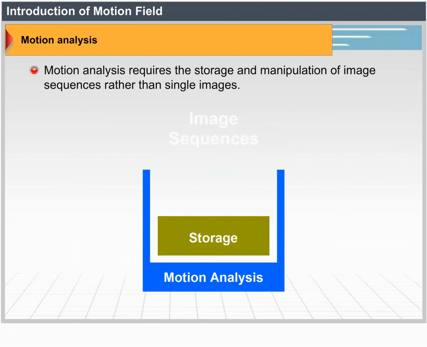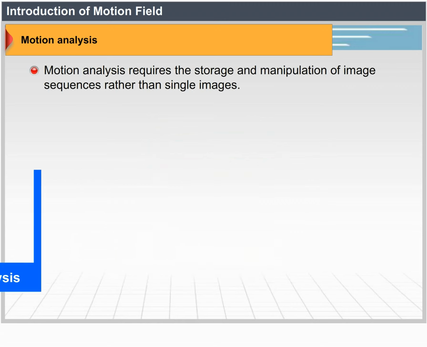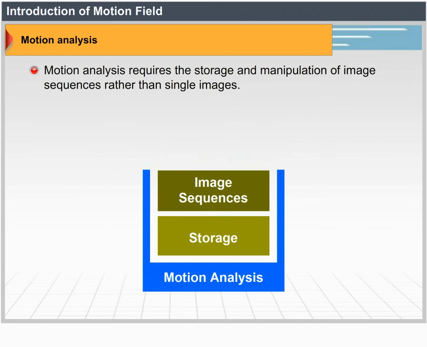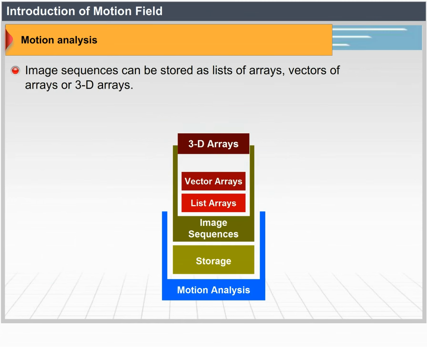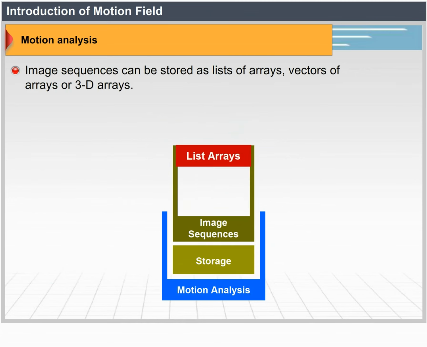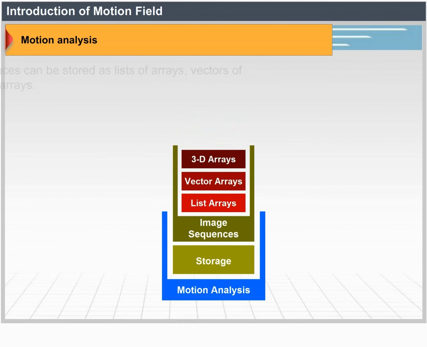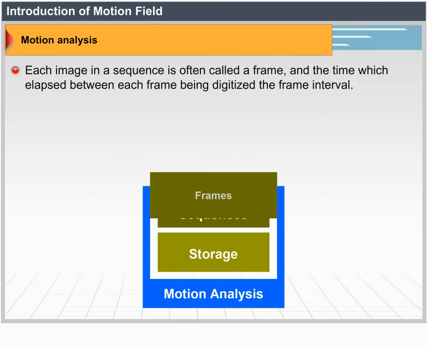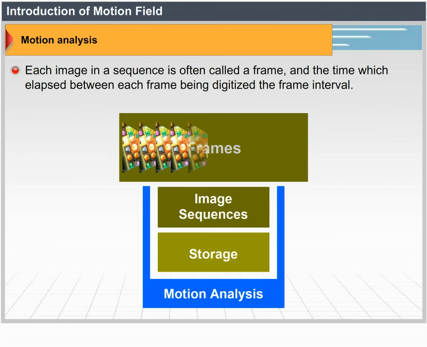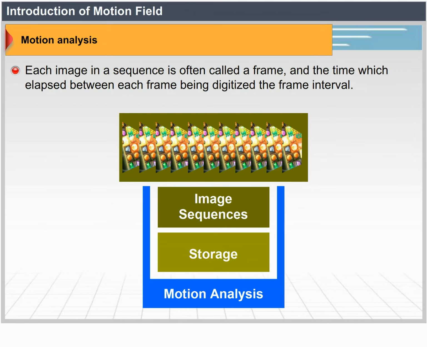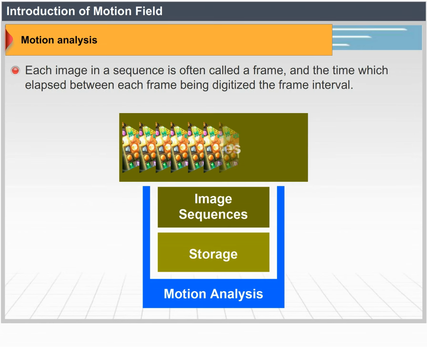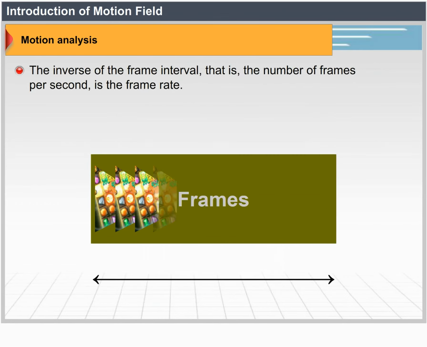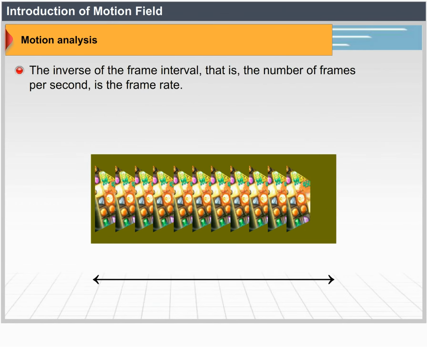Motion analysis requires the storage and manipulation of image sequences rather than single images. Image sequences can be stored as lists of arrays, vectors of arrays, or 3D arrays. Each image in a sequence is often called a frame, and the time which elapsed between each frame being digitized is the frame interval. The inverse of the frame interval, that is the number of frames per second, is the frame rate.